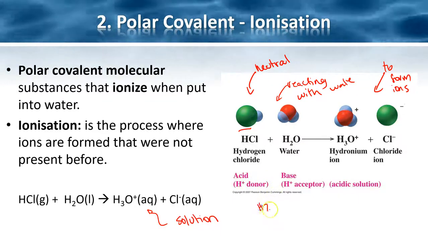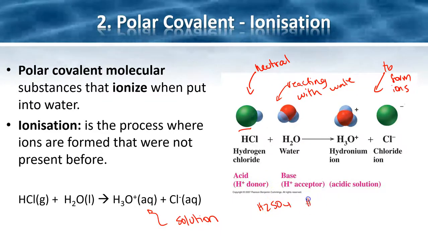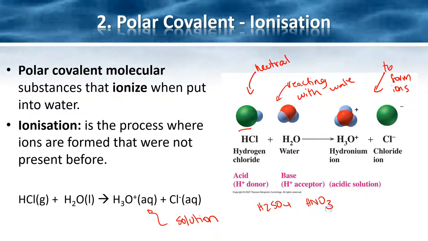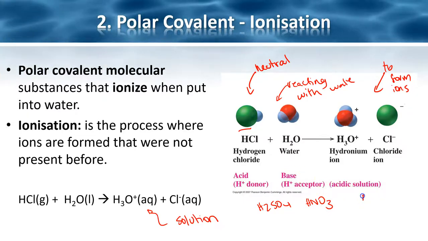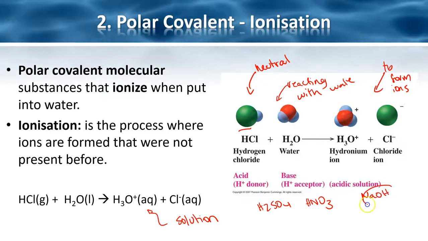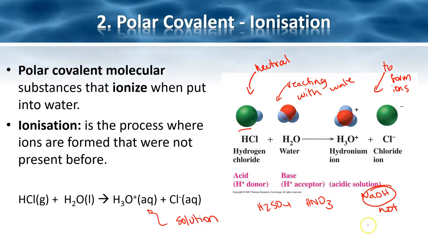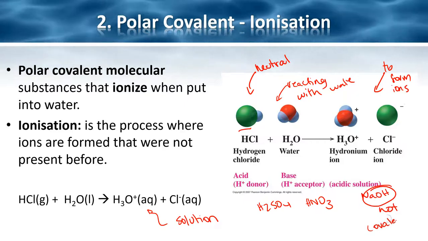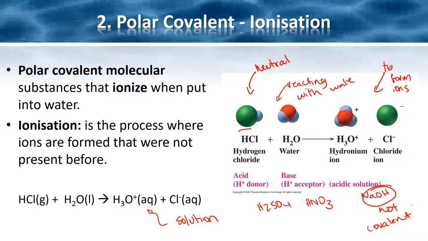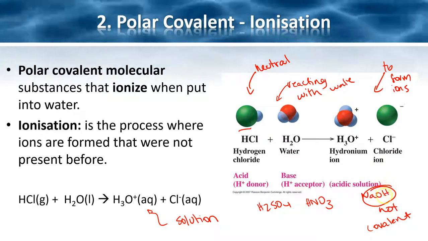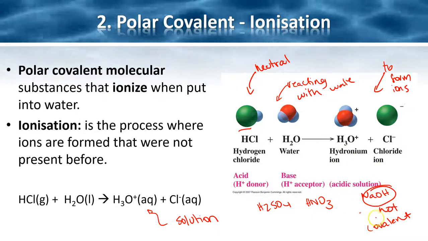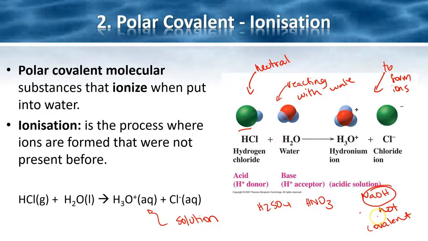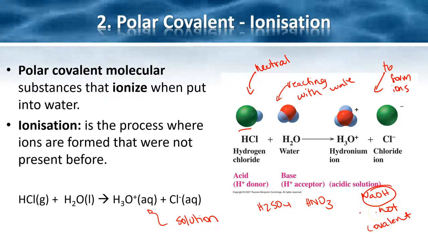H2SO4 reacts in the same way. HNO3 reacts in the same way because these are all acids. This is not necessarily the case for something like NaOH because this is not covalent. This is actually an ionic compound with a metal and a non-metal anion. So this is not a neutral covalent compound, so it would not be deemed ionization.